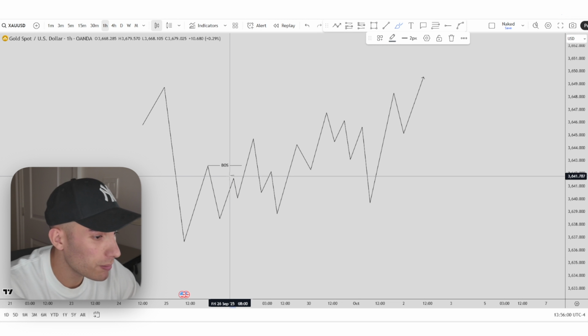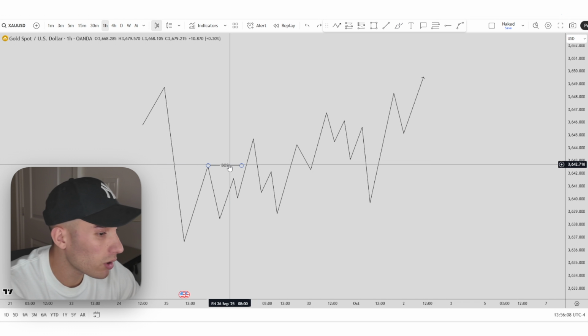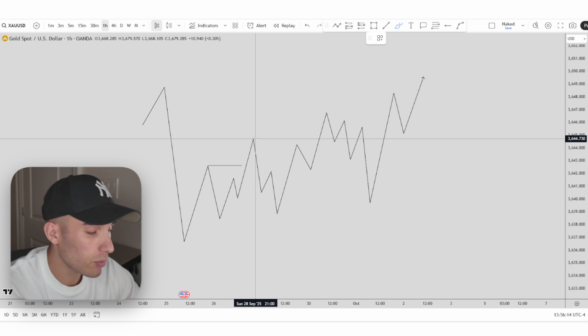Why a sweep? Well, because this high respected this high and it built liquidity, right? So people can view this as a liquidity buildup. So either way, there's a BOS or a run on liquidity. We're just gonna leave it blank. I just wanna make sure you guys understand where I'm going with this.